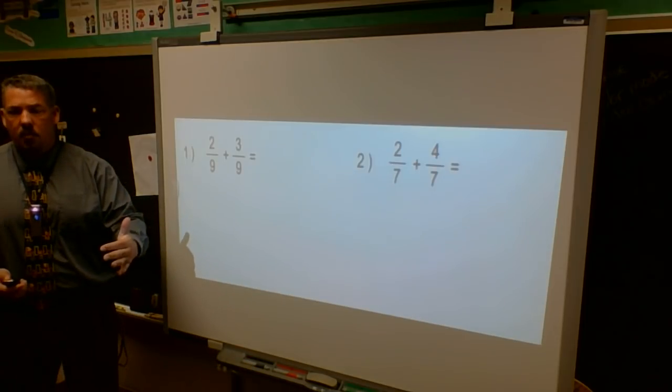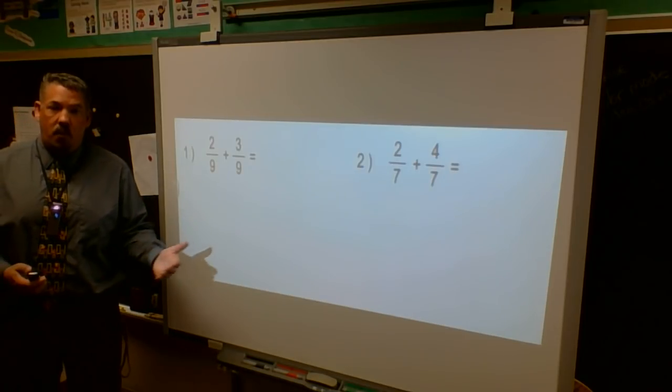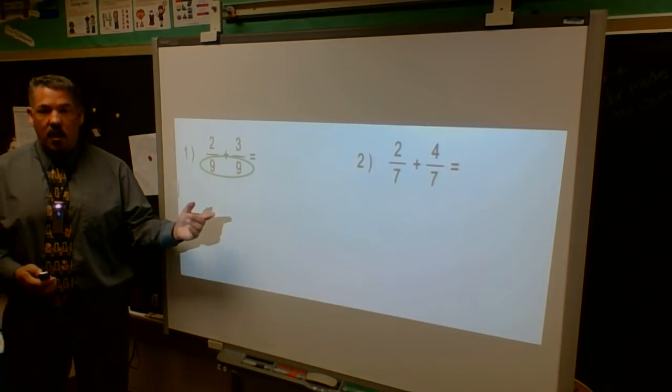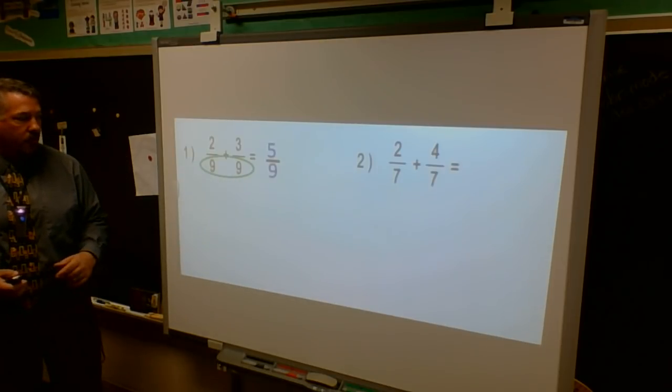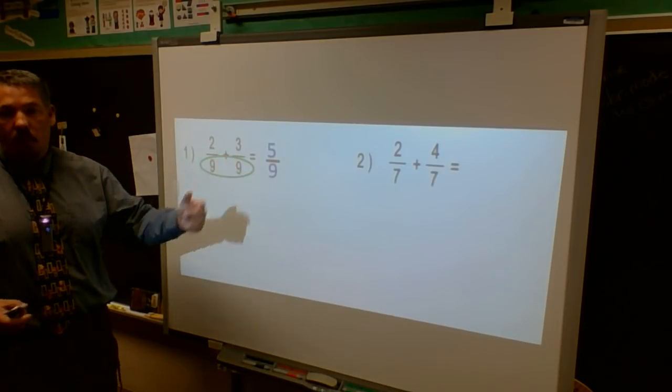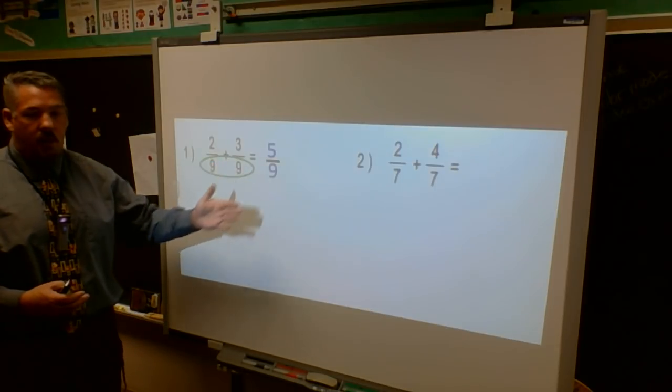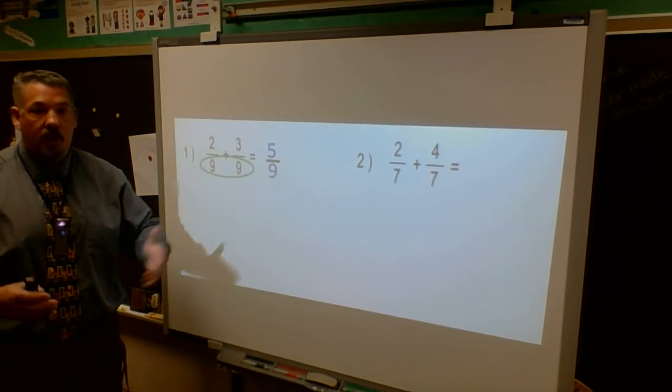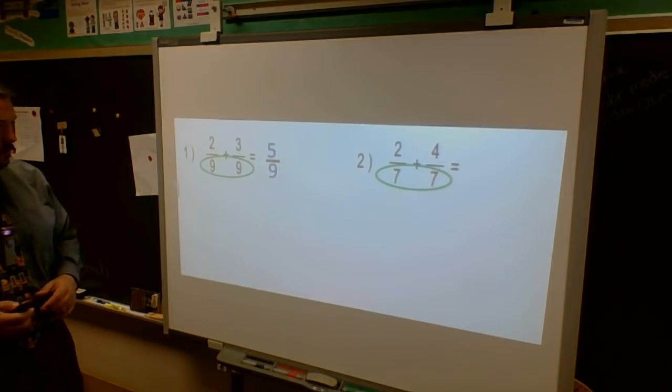Yes. Do I have the same denominator? Yes. What do I do with it? Well, I'm going to keep it. As long as I know what's there, I'm going to keep it the same. Then I just add my numerators. 2 and 3 is 5. There's nothing I can reduce.